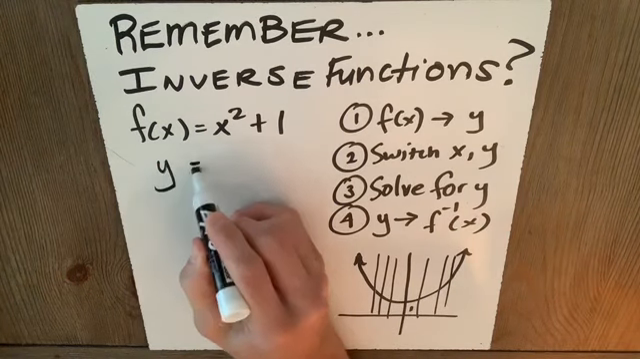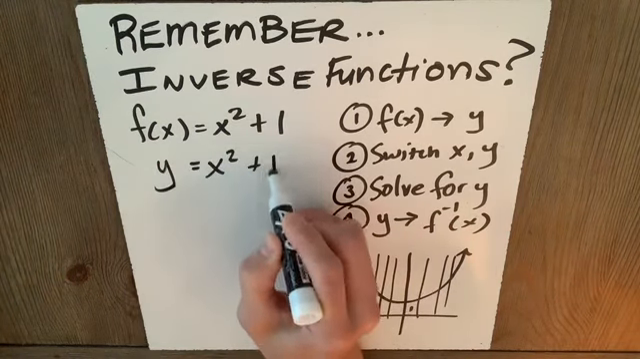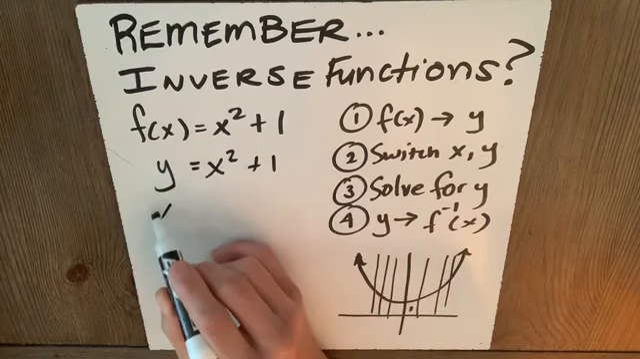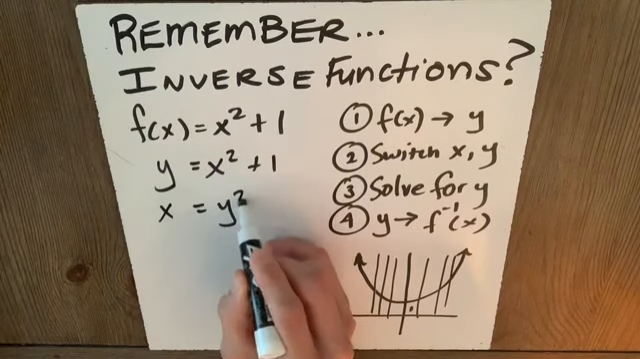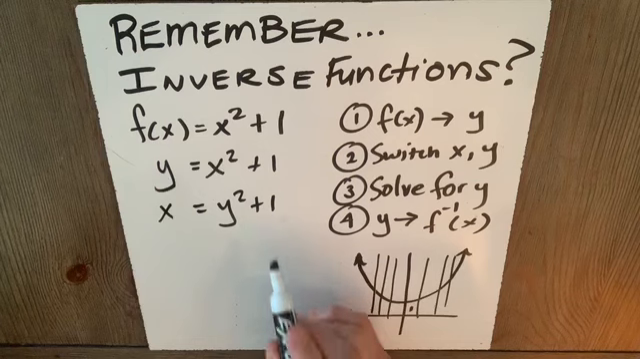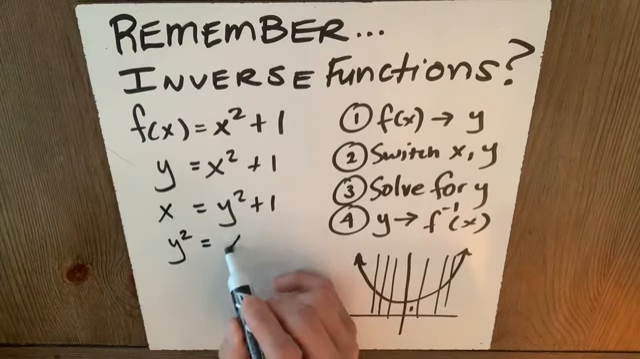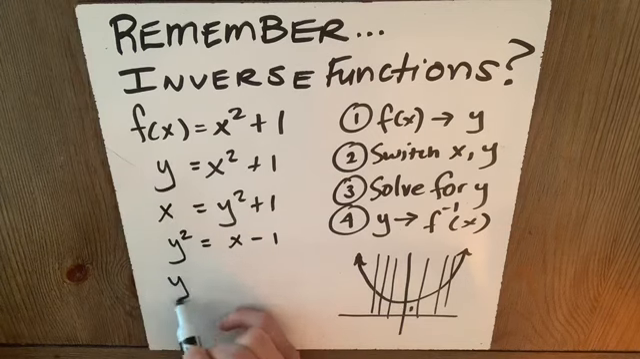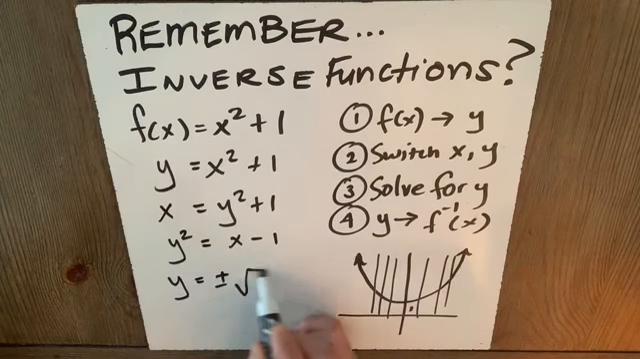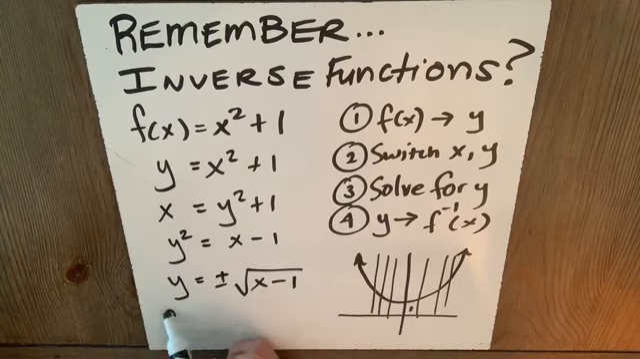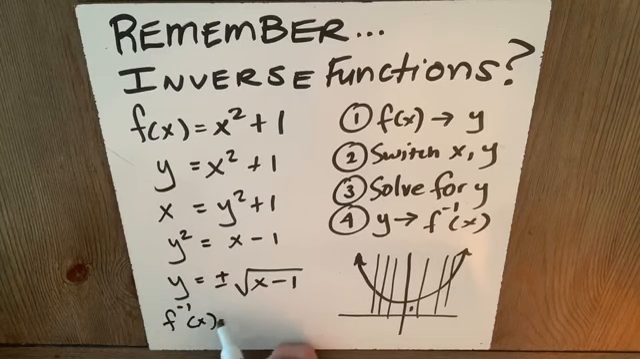So f of x becomes y, and then we switch x and y, and now we're going to solve for y. Subtract 1 from both sides. y squared is equal to x minus 1. So y is equal to plus or minus the square root of x minus 1. And that is our inverse function.